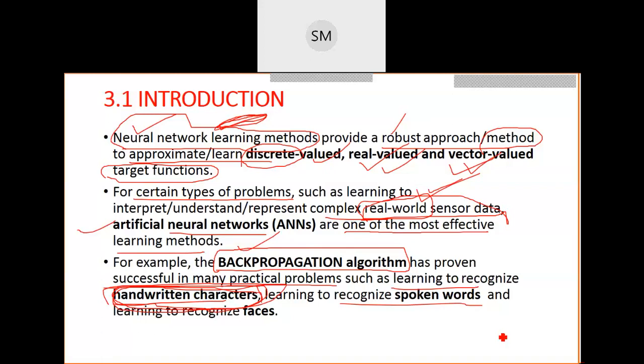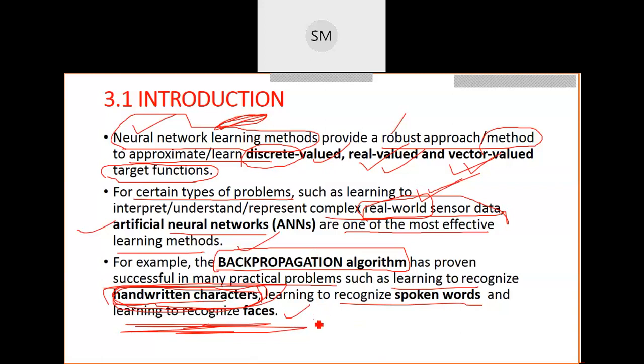In artificial neural networks, another very interesting problem is learning to recognize faces. For example, in your mobile you can unlock your screen with your face, right? If you hold your mobile camera in front of your face, it will make a pattern, and based on that pattern matching it recognizes your face. Then it decides that this person is the owner of the mobile, and unlocks your phone. All such problems we can solve with the backpropagation algorithm in artificial neural networks.